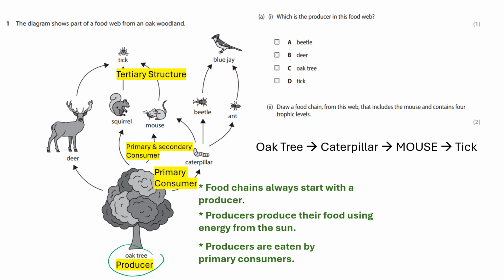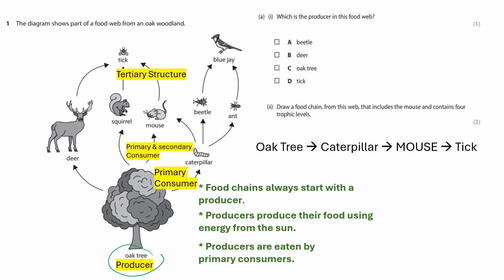So which is the producer in this food web? Remember that food chains always start with a producer, which is the oak tree. Producers produce their food using energy from the sun. Sometimes you might hear the term autotrophs, which means making your own food. So trees would be considered photoautotrophs because they use the light energy to make their own food.